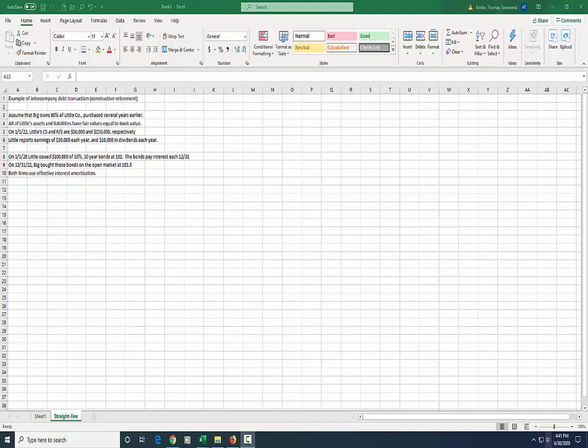On January 1st, 20, Little issued $100,000 of 10% 10-year bonds at 102, and they issued these on the open market, and the bonds pay interest every December 31st. On 12/31/22, so after 3 years, Big bought these bonds on the open market at 103.5% of face value.